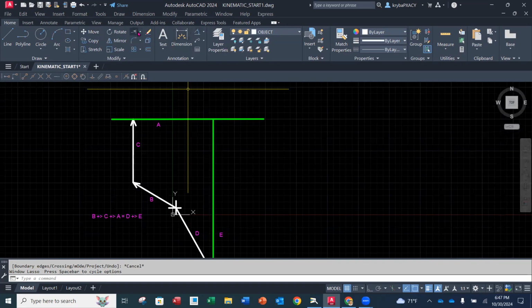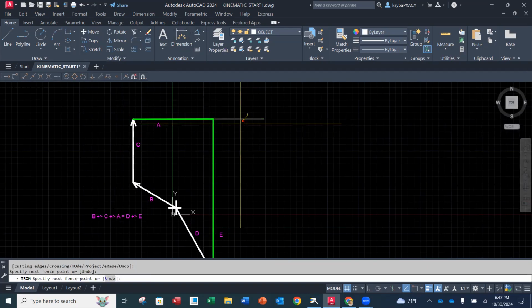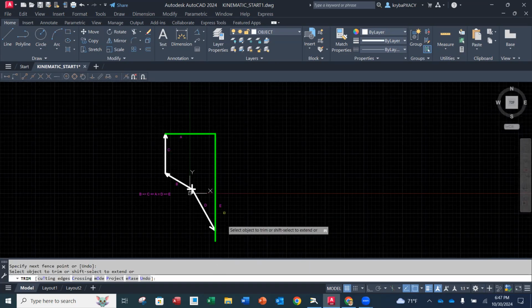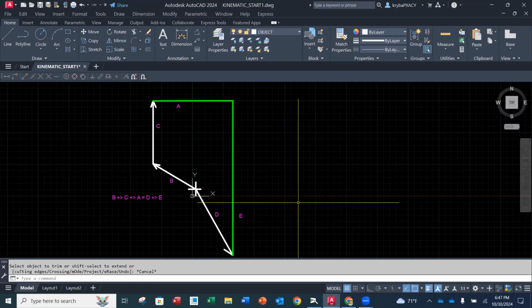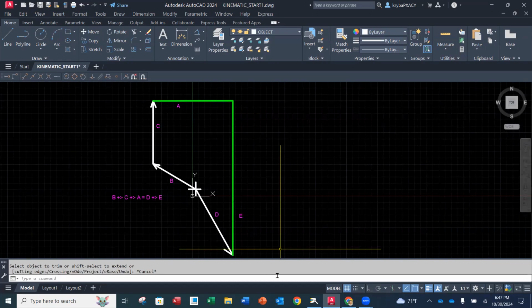So I'm going to trim this part, oops, and that part. Okay. So did everybody understand the construction that we did there for A and E? Okay. So now we know how long those vectors are going to be. But now we need to add arrowheads. So we need to go back to our equation.